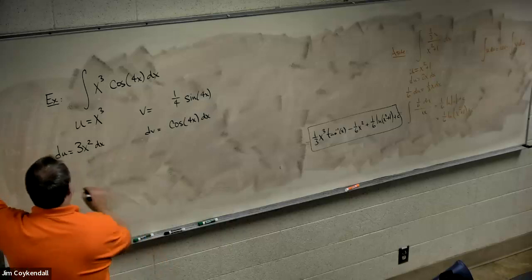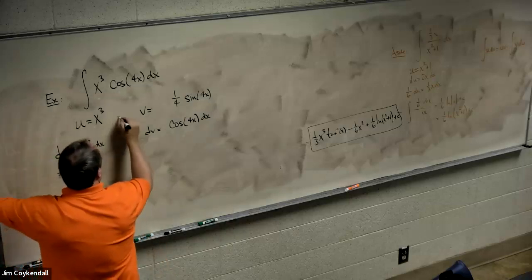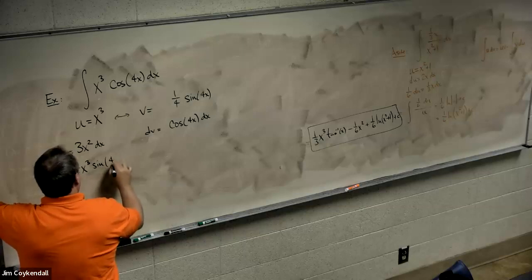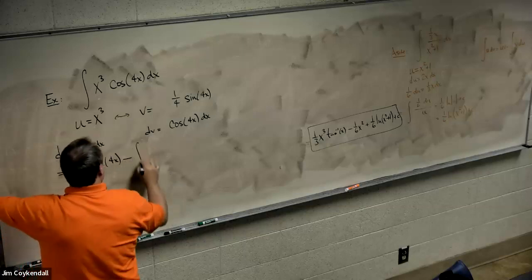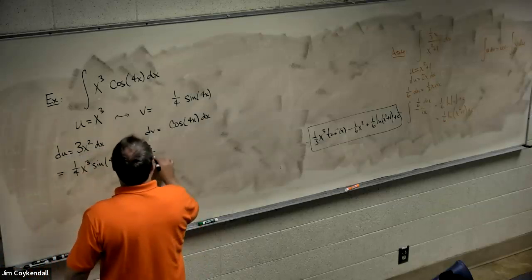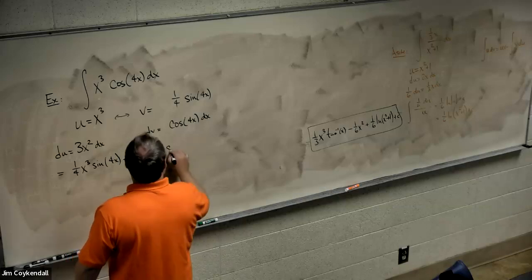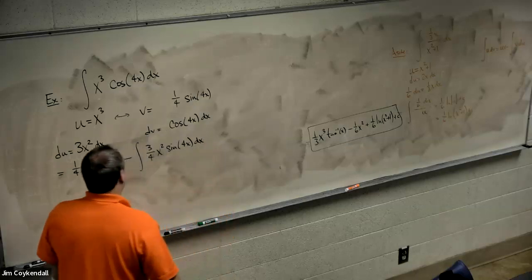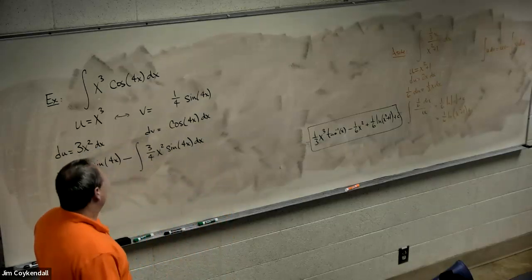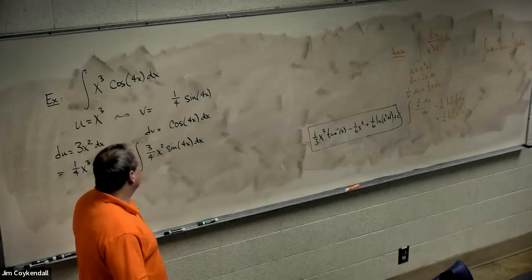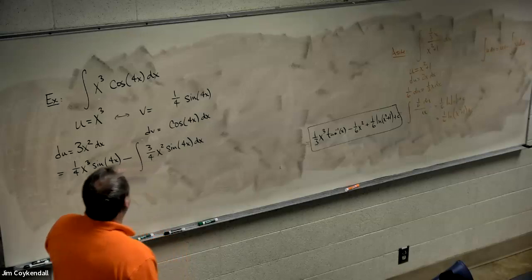Okay, so in the first step, integration by parts, I get the product of these: 1/4 x cubed sine 4x, minus the integral of 3/4 x squared sine 4x. Now, let me, so first of all, does everybody follow what I'm saying?